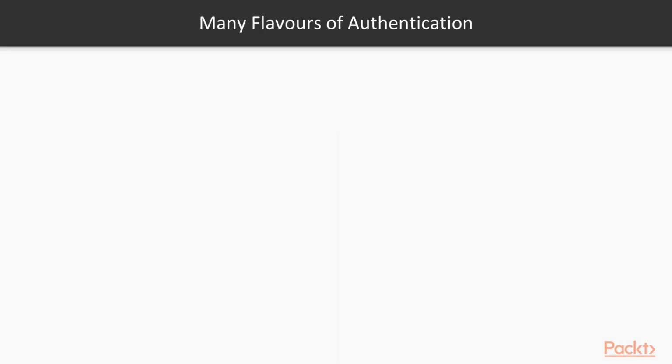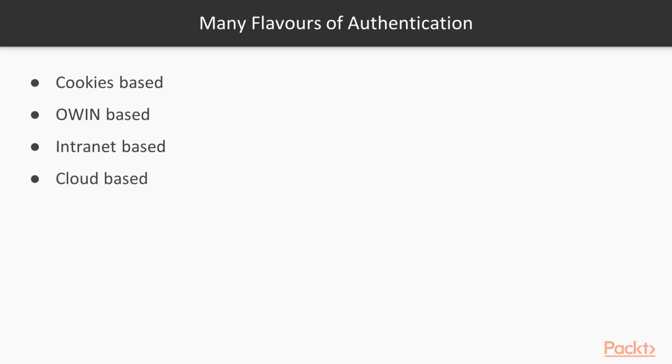There are many types of authentication available. We have the traditional cookies-based authentication that we will be implementing in the next video. We have Open Web Interface, or OWIN for short, OWIN-based authentication, where you don't have to worry about user management, unlocking the account, or resetting the password, etc., and let someone else take care of it for you. Intranet-based authentication for offices based on the Windows authentication, and cloud services like Azure that exposes the authentication mechanism like the OWIN for easier storage and access of data.